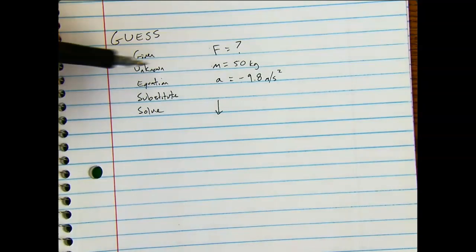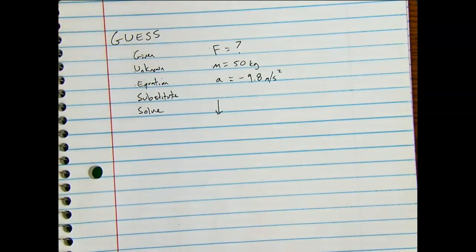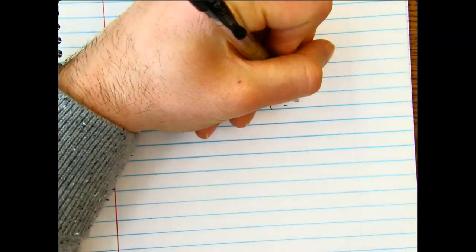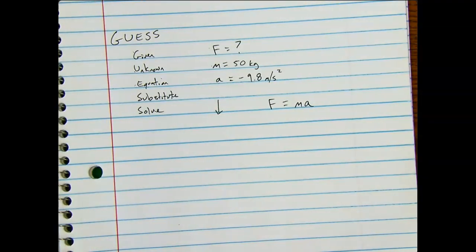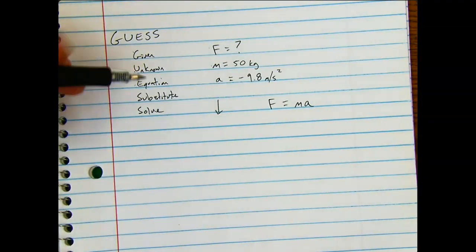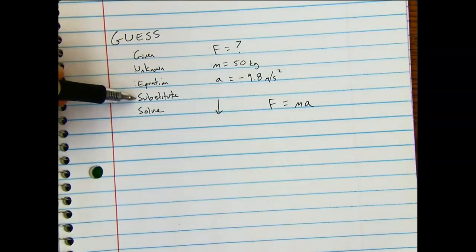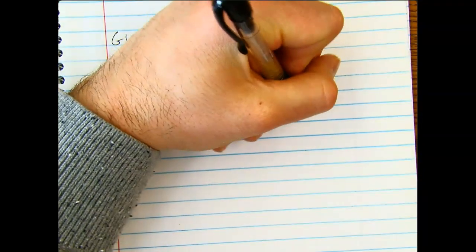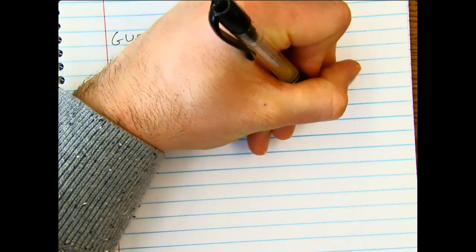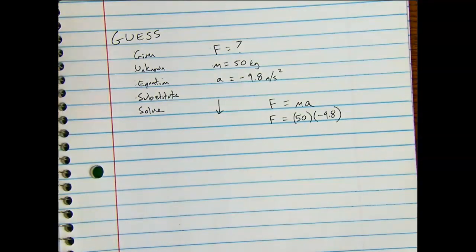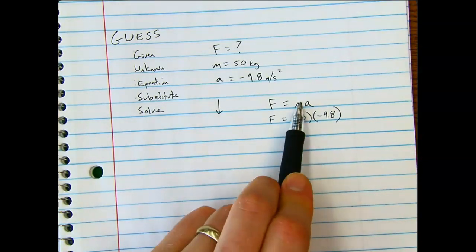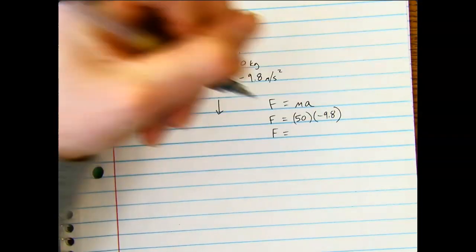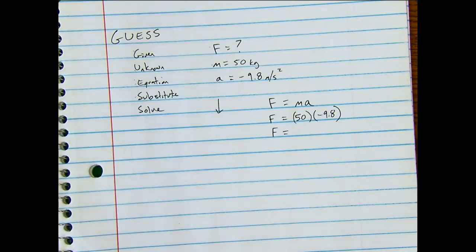All right, so from here, we have our givens, we have our unknown, and now we need to figure out what equation we are going to use. We can use the equation that we've been using a lot the past few lessons, which is force is mass times acceleration. All right, from here, once we know what equation to use, we can substitute the numbers into our equation. So force is equal to 50 times negative 9.8. So we plugged in our 50 for the mass, we plugged in negative 9.8 for our acceleration, and with some simple multiplication, we can figure out what our force is.